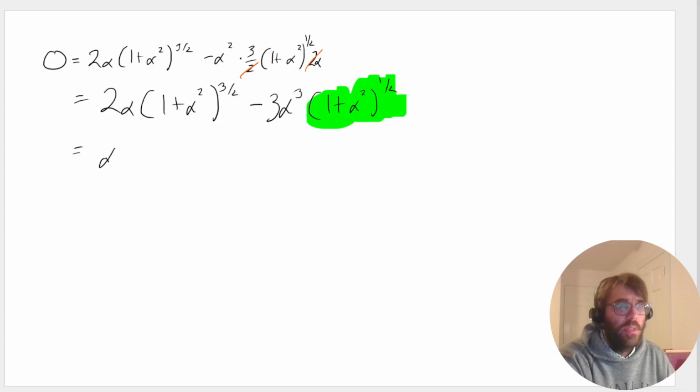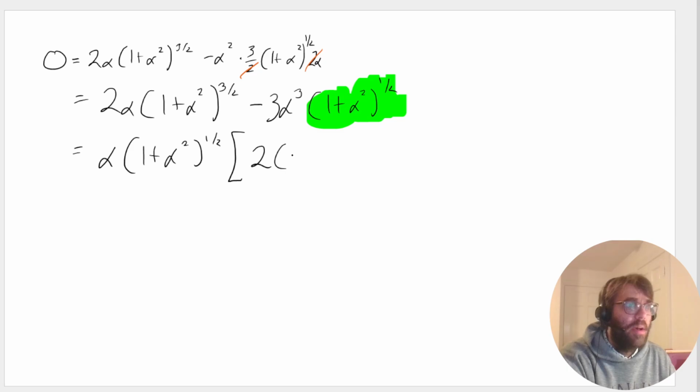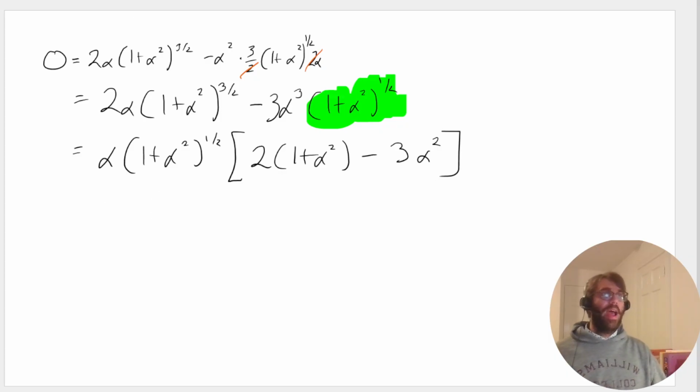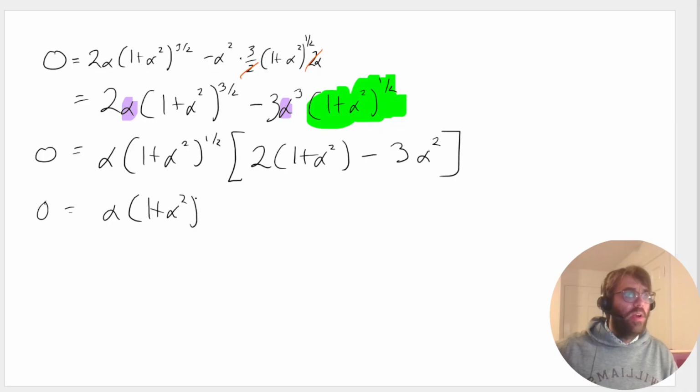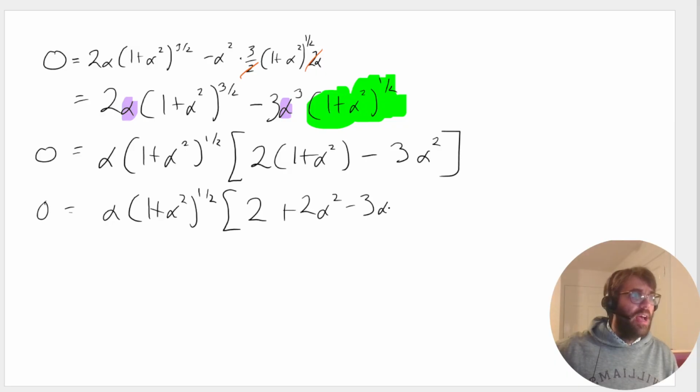And so let's do that. We'll take out an alpha. We'll take out a 1 plus alpha squared to the 1 half because they both have that in common. It leaves behind a 2, it leaves behind a 1 plus alpha squared, and it leaves behind a minus 3 alpha squared. That's all that's left behind once you pull out of both of them an alpha, and the 1 half exponent. So it's still 0 equals alpha, 1 plus alpha squared to the 1 half, and in here we'll get 2 plus 2 alpha squared minus 3 alpha squared.